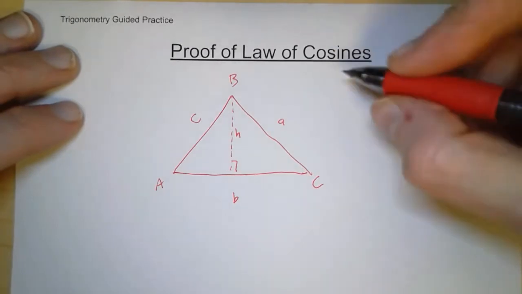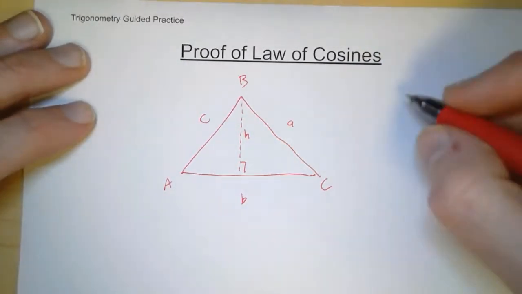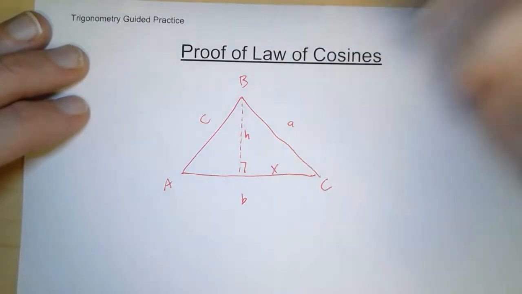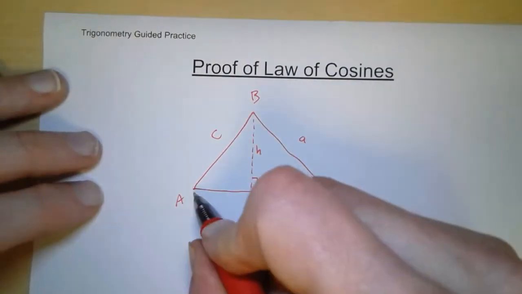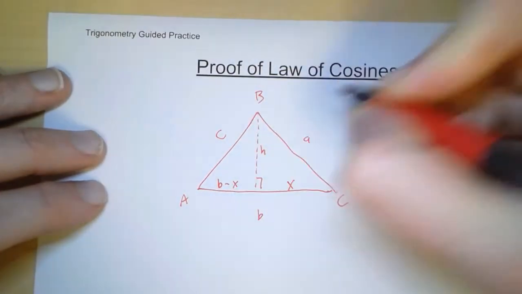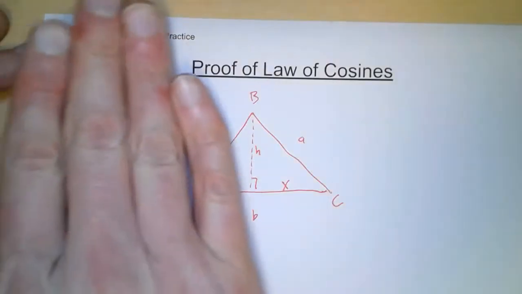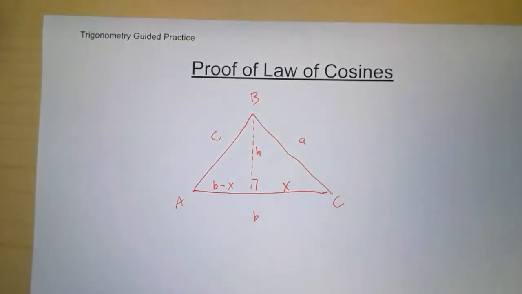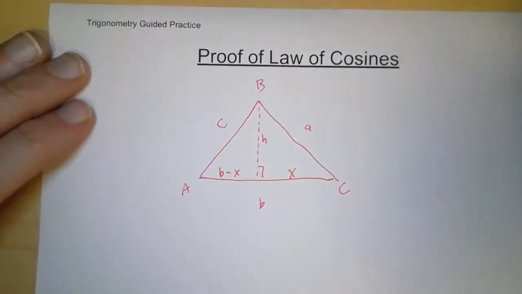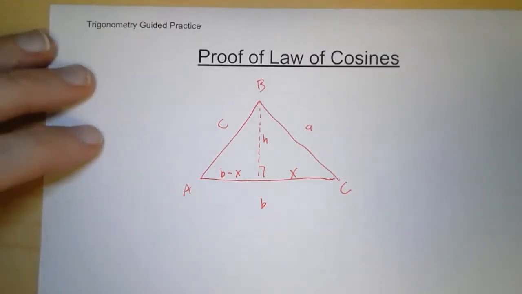And one thing we're going to do is we're going to say this height breaks up this side into two segments. And I'm going to call this x, whatever it is. So that leaves the rest of this, which is the quantity b minus x. And so what I have is two right triangles where I know all three sides. And since I know that they're right triangles, we can apply the law of, not the law of cosines, we're proving that. We're going to apply the Pythagorean theorem.